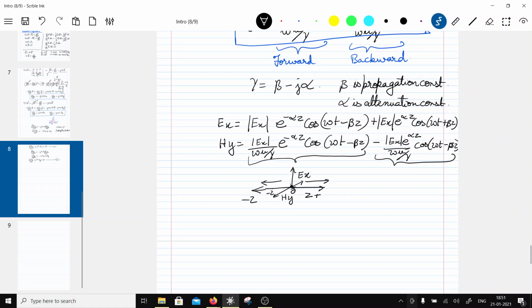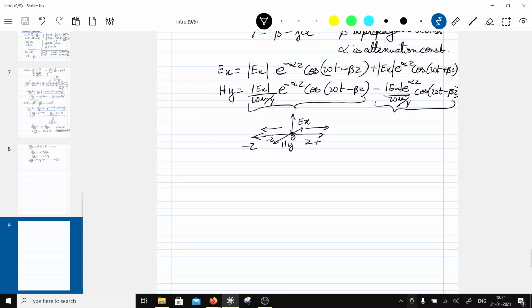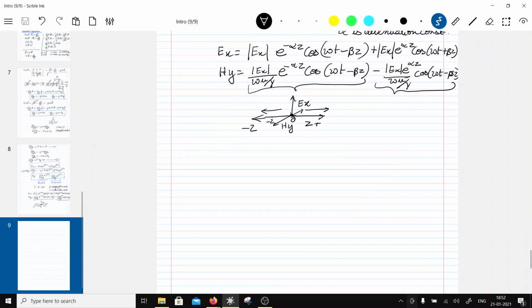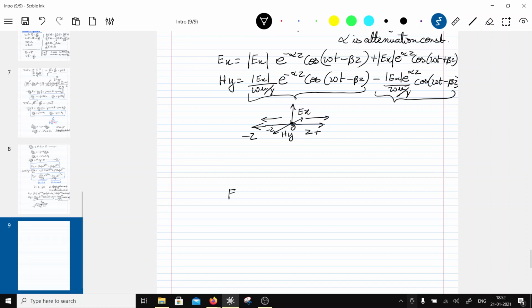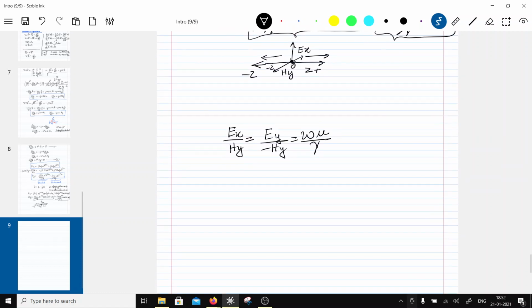So Ex with minus Hy will cause a wave along the minus z direction, and Ex with Hy will cause the wave to be along the plus z direction. So that's all you've got to understand. Now the next thing is Ex over Hy, or Ex over minus Hy. That would be equal to omega mu by gamma, correct?